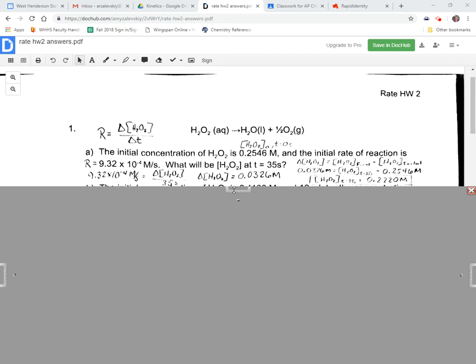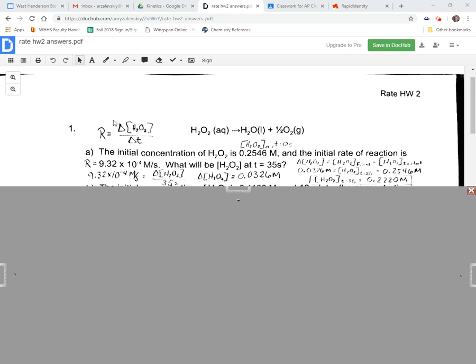And because they don't give us any more information for this particular problem, that's the one that we're going to operate off of. So they tell me the initial concentration, and so we'll put square brackets around this and put a little 0 because that's our initial concentration at time equals 0 seconds. And they tell us the reaction rate, so that's our R. And they want to know what the concentration of peroxide will be after 35 seconds have passed.